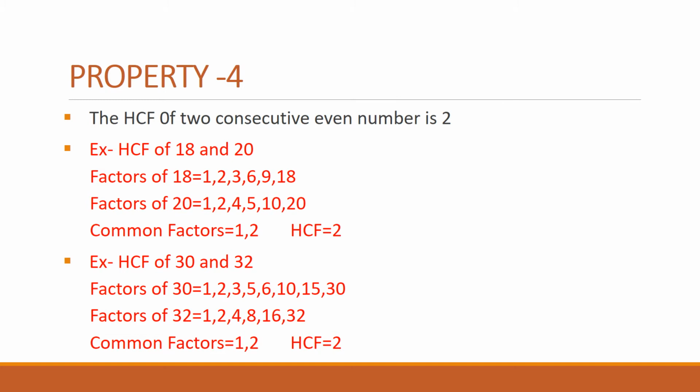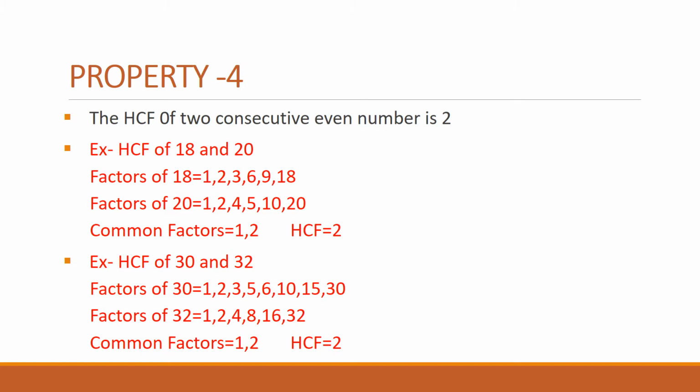Now factors of 18 are 1, 2, 3, 6, 9 and 18. And the factors of 20 are 1, 2, 4, 5, 10 and 20. Now you can see the common factors are 1 and 2, and the highest of these common factors is 2.